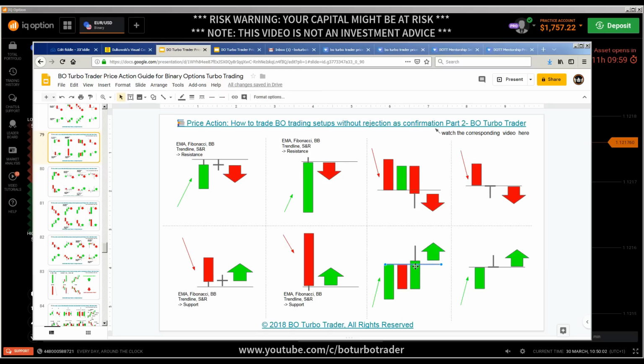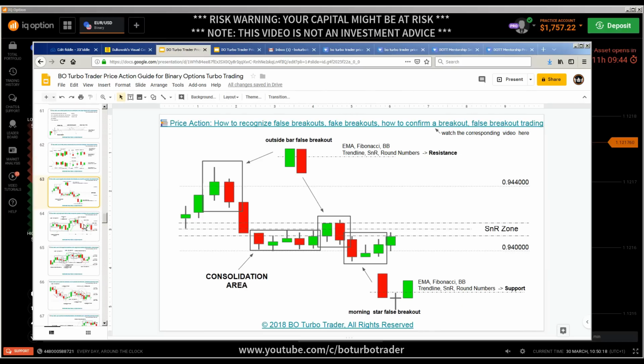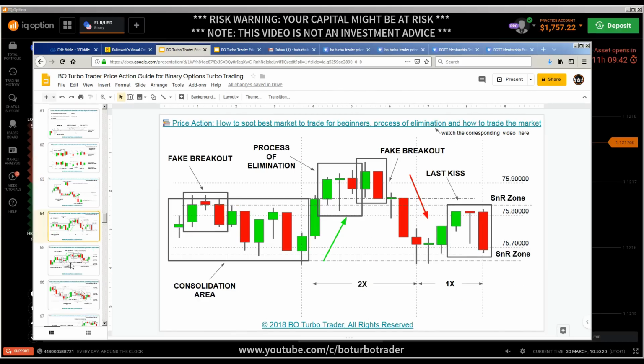Support here. This candle breaks the support level, the resistance level. This support resistance level became support level, and then you can expect on here Boturbotrader without rejection, no rejection trading setups. Yes, and then I entered into a call after this candle. Yes, so let me see where I have this.